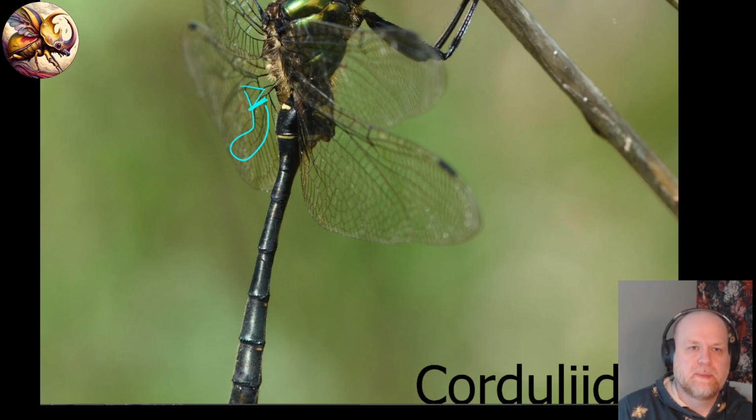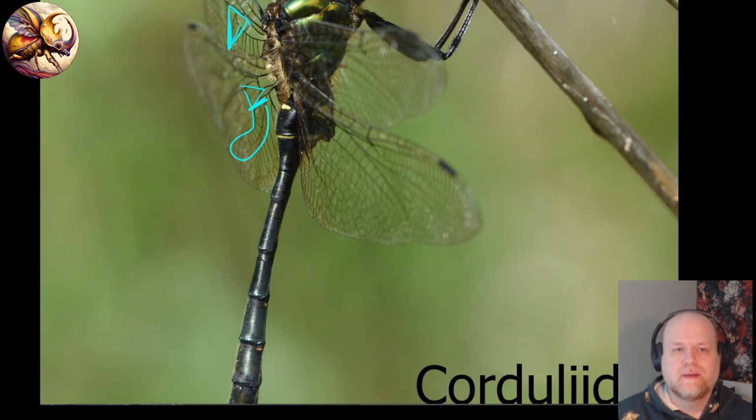And then on top here, you have the other triangle. So all the characters are there. It's just sometimes they can be a little hard to see. If you were holding a specimen in front of you, it would be a lot easier to manipulate this and get a good view of these characteristics.